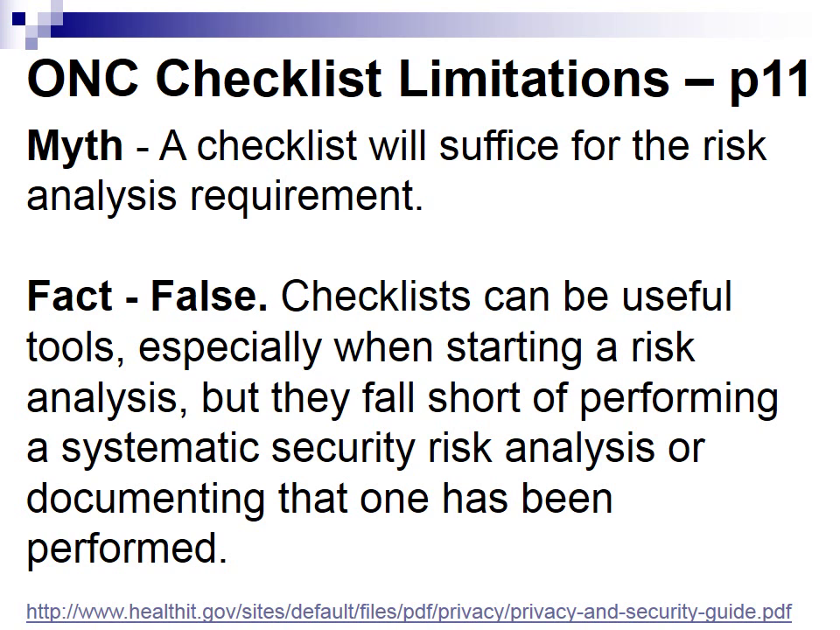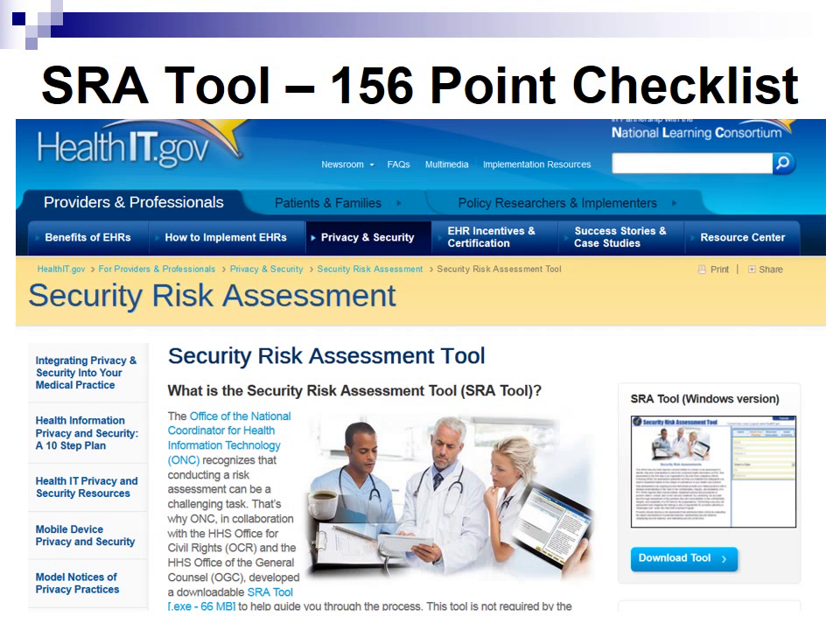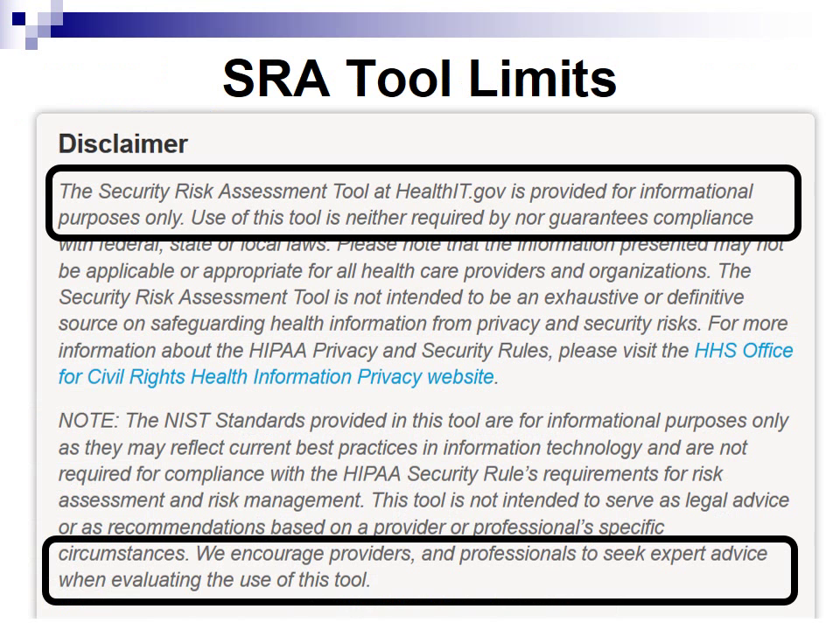For example, the currently available Security Risk Assessment Tool checklist with 156 questions is the best ONC checklist so far. It is significantly more user-friendly than the NIST equivalent. However, it is not a risk assessment and does not claim to be a risk assessment. The risk assessment tool aggressively states that it is for information purposes only. Checklists can be useful, absolutely, but they are not a substitute for a real risk assessment.